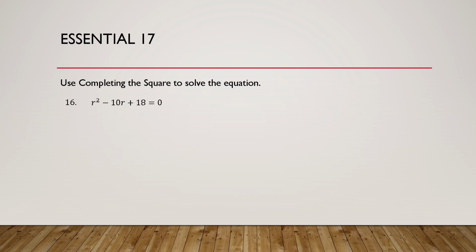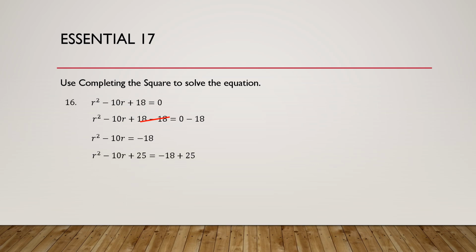Use completing the square to solve the equation r squared minus 10r plus 18 equals 0. First, we subtract 18 from both sides, giving us r squared minus 10r equals negative 18. We then select the integer that will complete a perfect square. We do this by dividing the negative 10 integer by 2 and taking its square. Negative 10 divided by 2 is negative 5. Negative 5 squared is positive 25. We then add 25 to both sides of the equation.